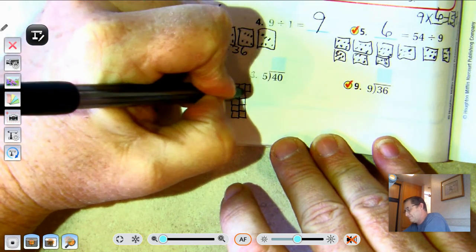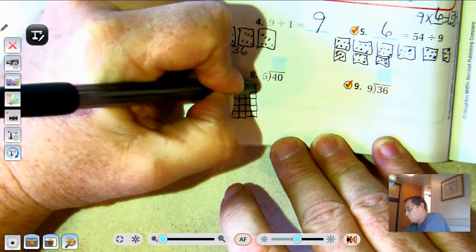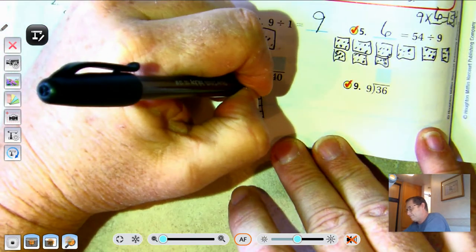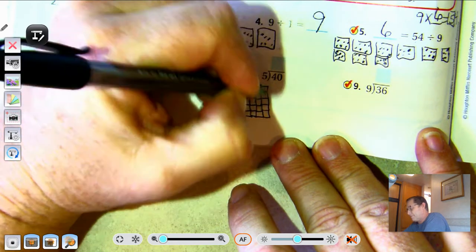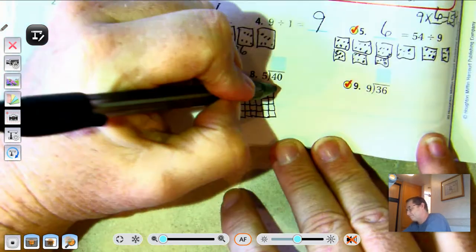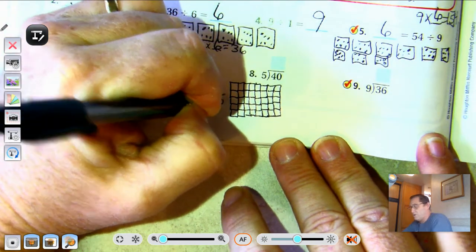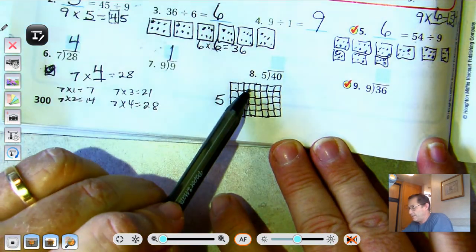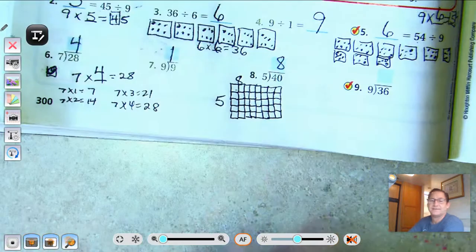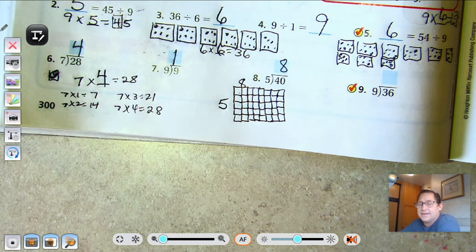So that's 10, 15, 20, 25, 30, 35, 40. So we have 5 rows of 1, 2, 3, 4, 5, 6, 7, 8. 5 rows of 8. So 5 rows of 8 is 40. 40 divided by 5 is 8. 36 divided by 9.